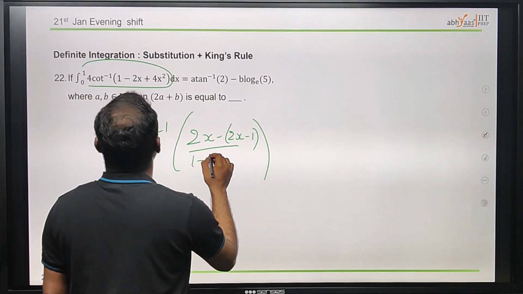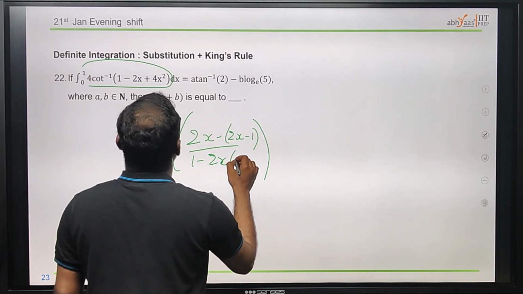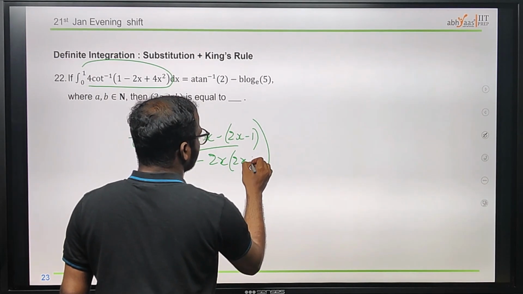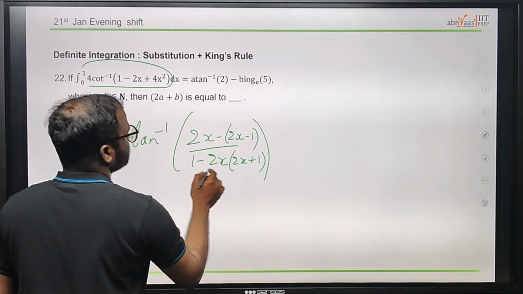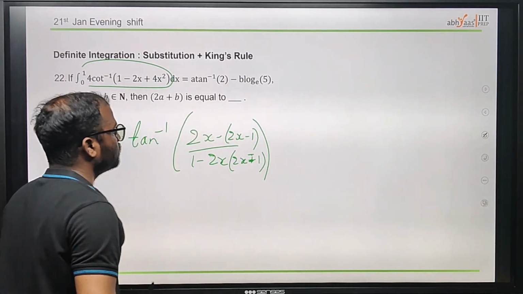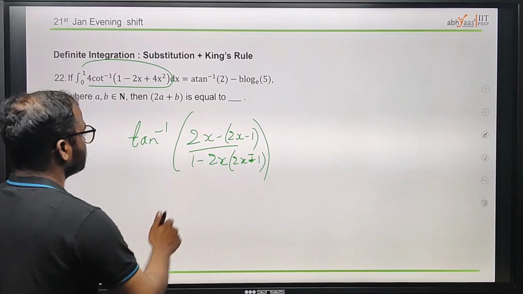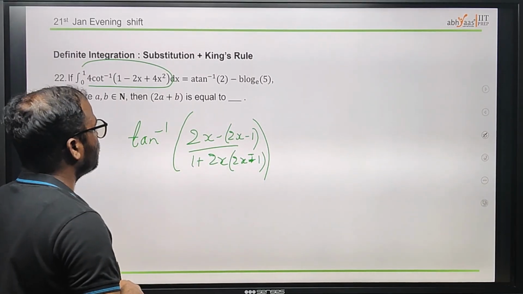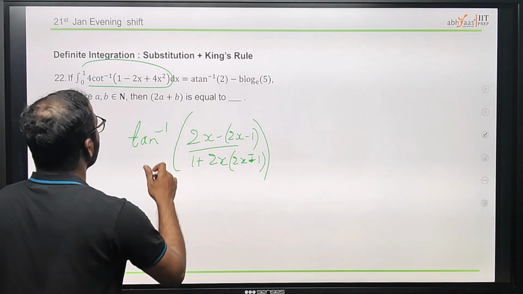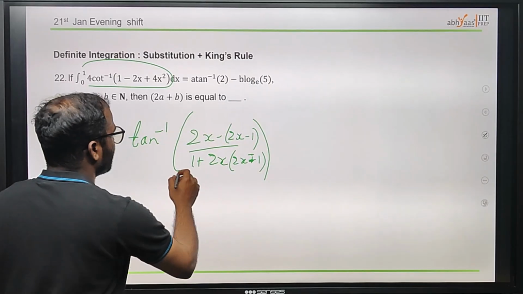We have 2x common and 2x plus 1. Just take it as minus 2x minus 1. That is the situation here, we just have a 1 plus here. I hope you understood what I said. Now we just have to do it like this.